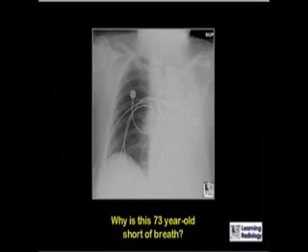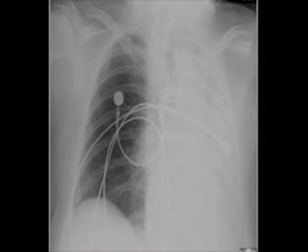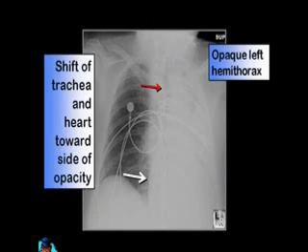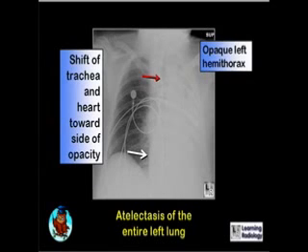Why is this 73-year-old short of breath? Well, again, there is an opacified left hemithorax, but in this case, there is a shift of the trachea, red arrow, and the heart, white arrow, toward the side of opacification. That indicates the presence of volume loss, and this is characteristic of atelectasis of the entire left lung. This patient also had an obstructing bronchogenic carcinoma.